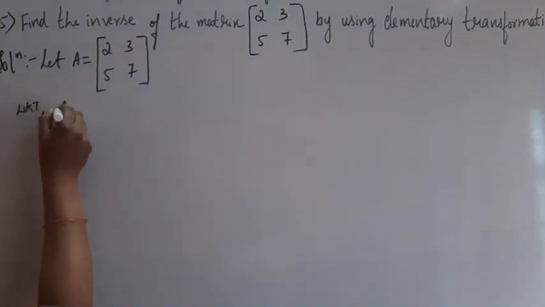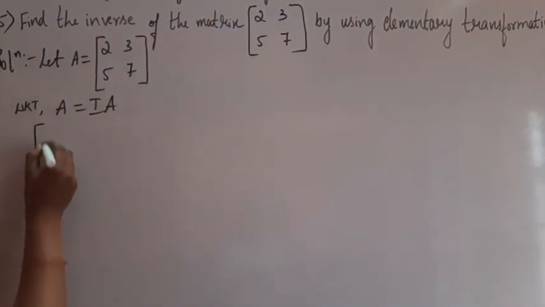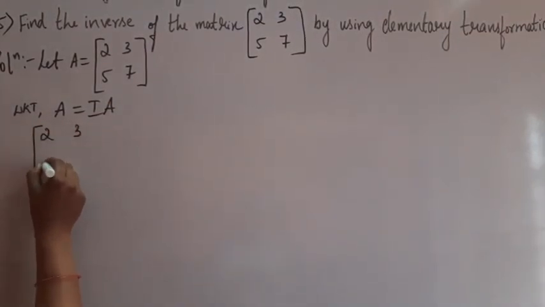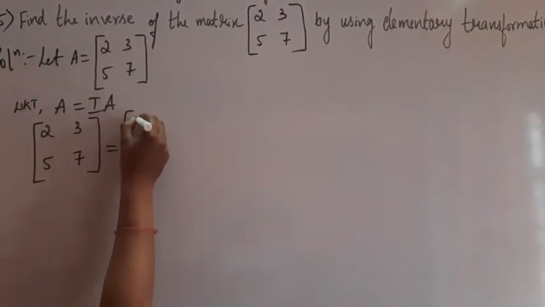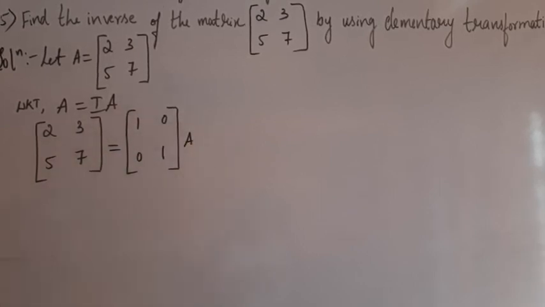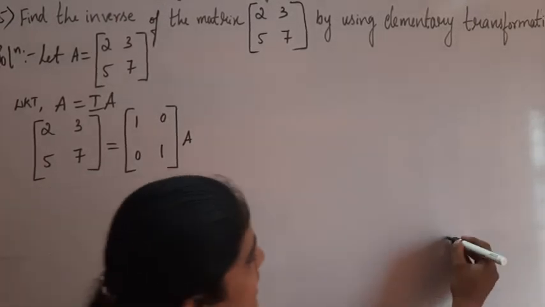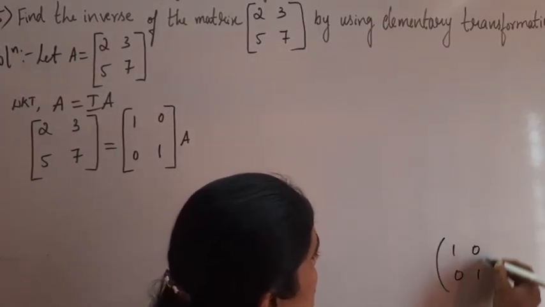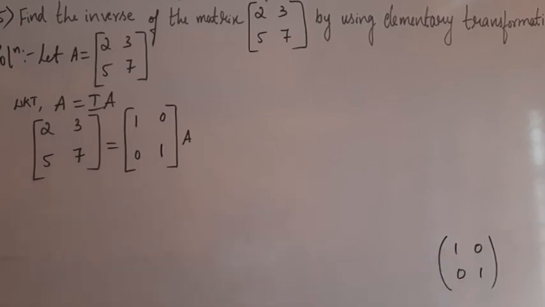We know that A is equal to I into A. What is matrix A? That is 2, 3, 5, 7, which is equal to the identity matrix 1, 0, 0, 1 into matrix A. See here, we have to reduce the left side matrix into the identity matrix, that is 1, 0, 0, 1. The first element here we have to get is 1, but there is a number 2.